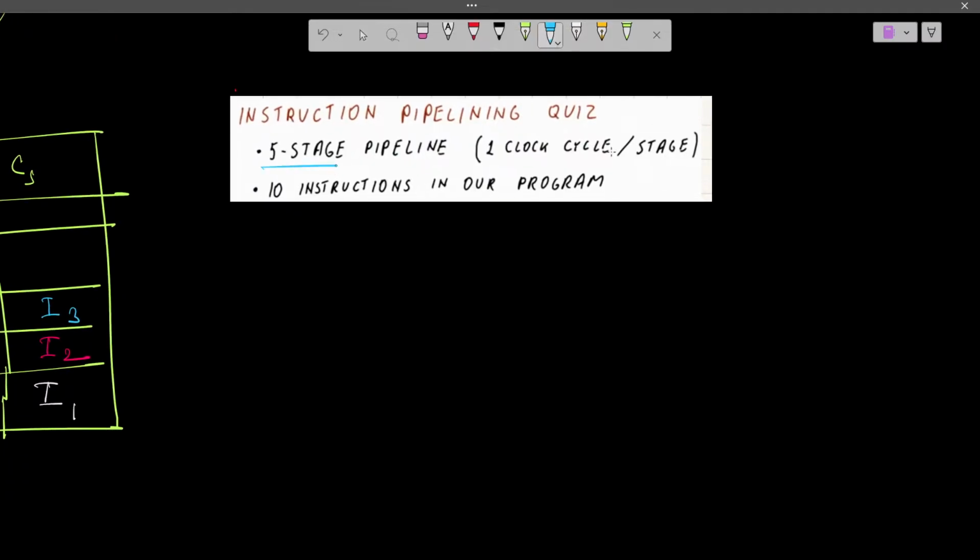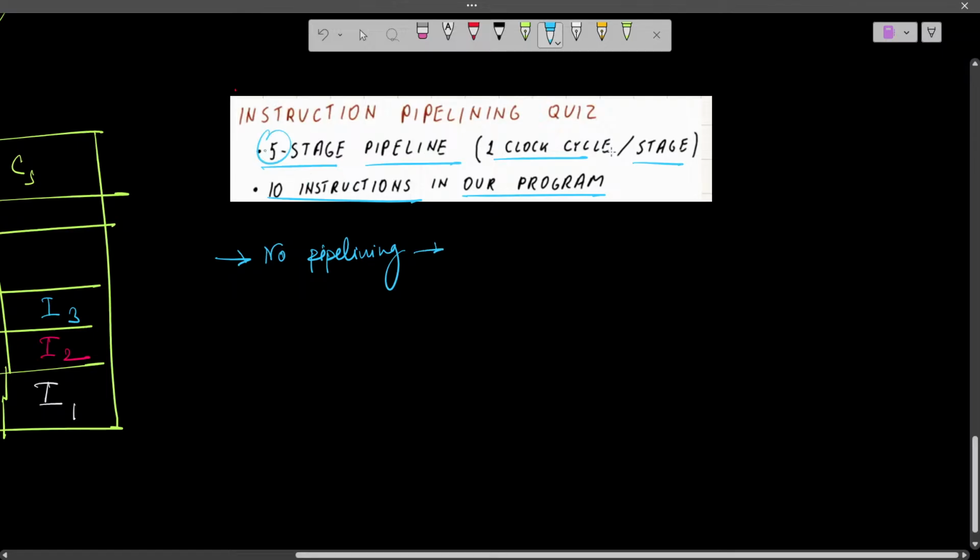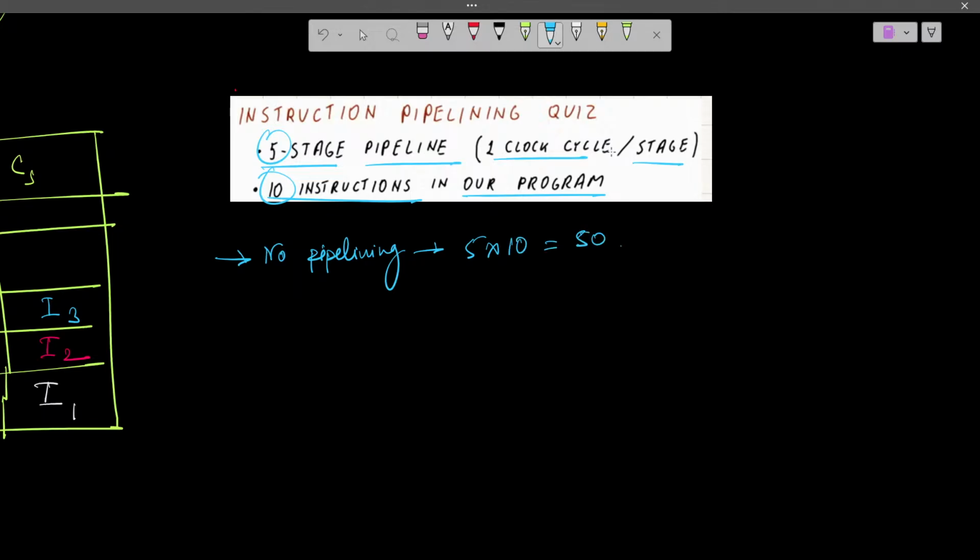If you have a 5-stage pipeline and 1 clock cycle per stage and 10 instructions in our program, then when we use no pipelining, in that case there would be 5 stages and 10 instructions, so 5 into 10, 50 cycles.